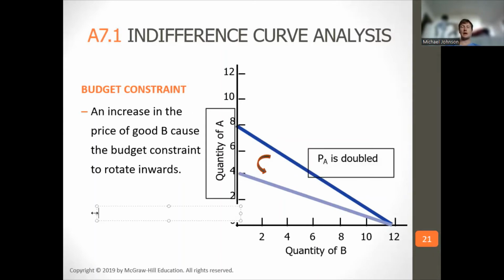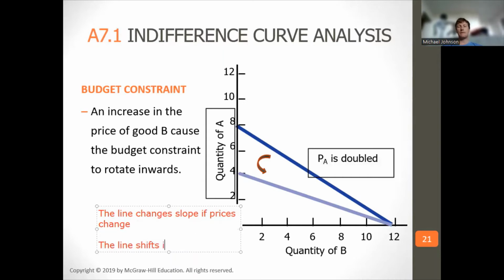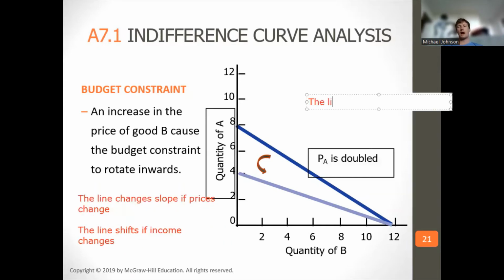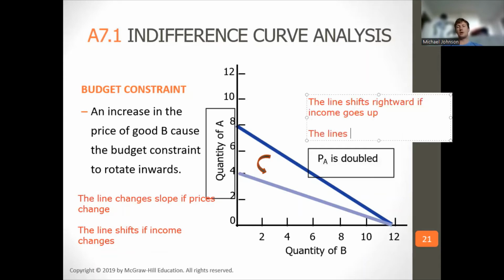So in this case, the line twists, like the line changes slope if prices change. Then the line shifts if income changes. So that's what happens there. The line shifts rightward if income goes up. The line shifts leftward if income goes down.